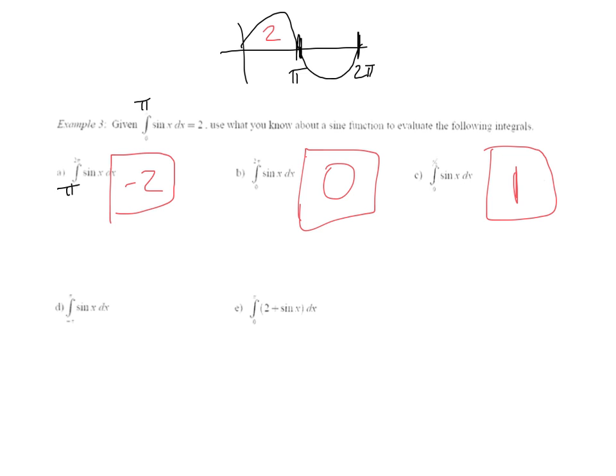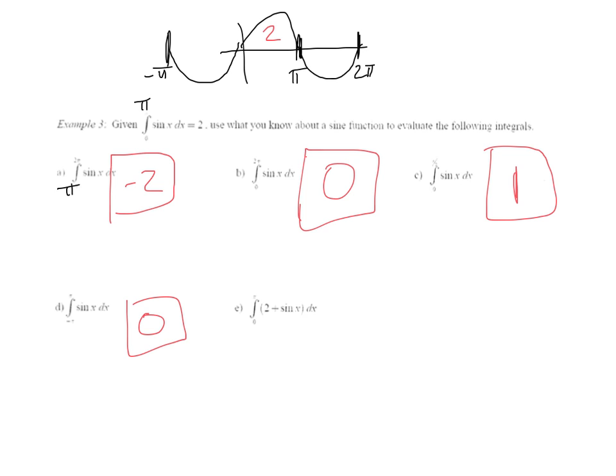Part D says from negative pi to pi, so just remember that negative pi would get us out here. And so it's almost an exact replica of part B. We're just looking at a different little section of the graph. It's going to be the same exact answer there, an area of 0.